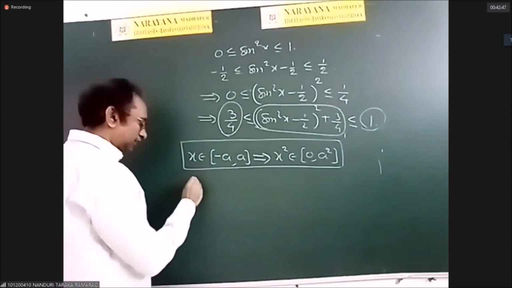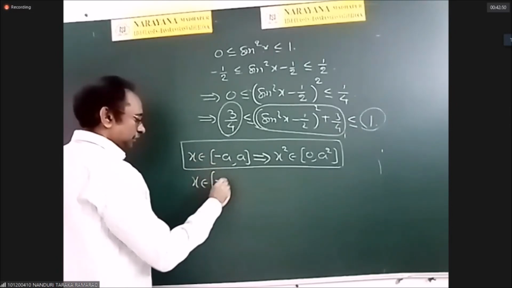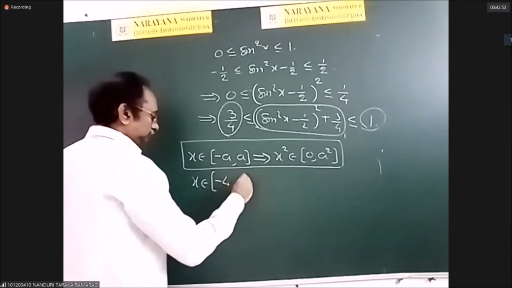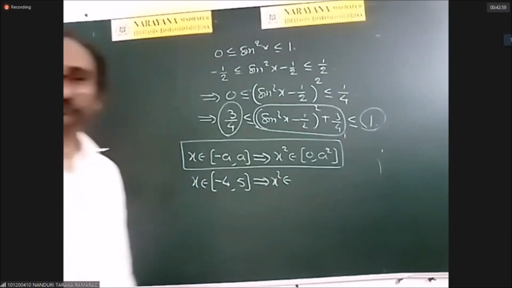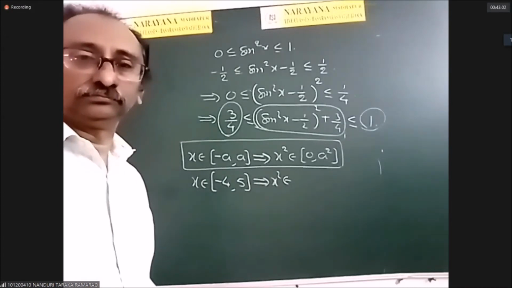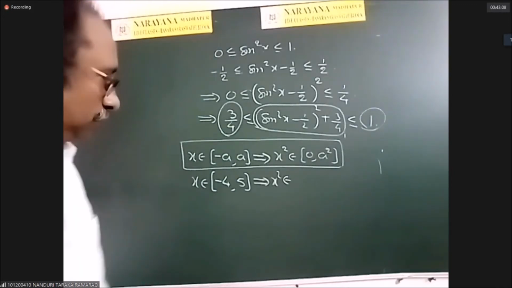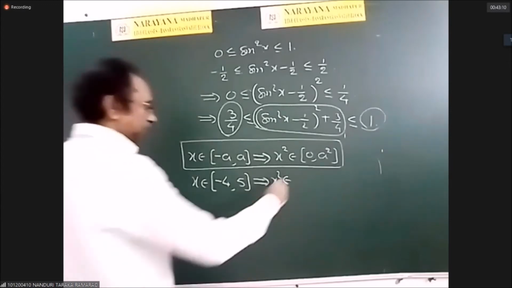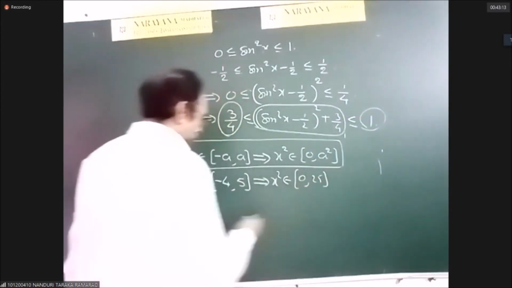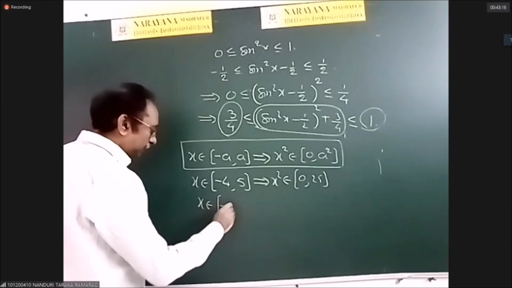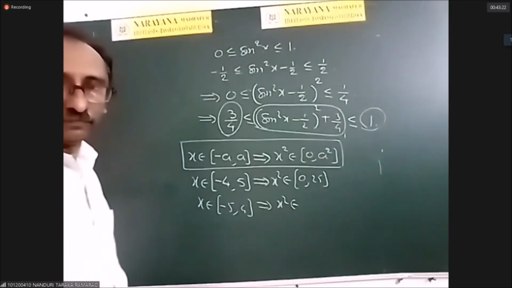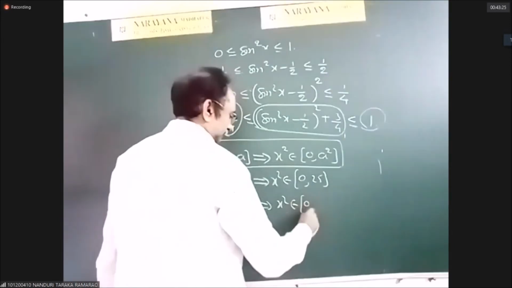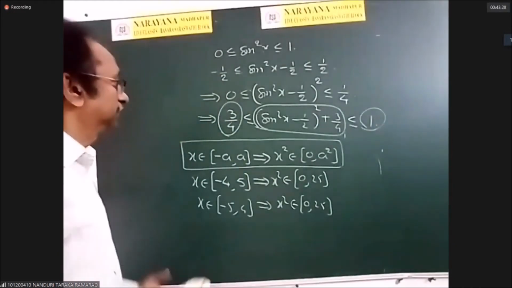Now, can you give me one answer? x belongs to minus 4 to 5. x square belongs to what? Now I will ask Vamshi. Sir, 0 to 25. 0 to 25, right? Now you tell me, Vamshi, suppose x belongs to minus 5 to 4. 0 to 25, sir. That's all. 0 to 25. Okay? Right.